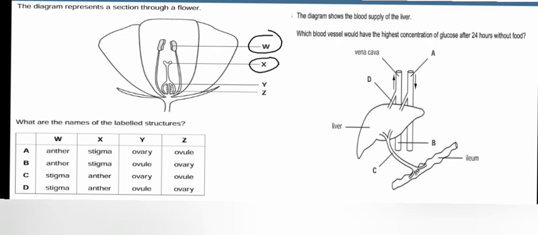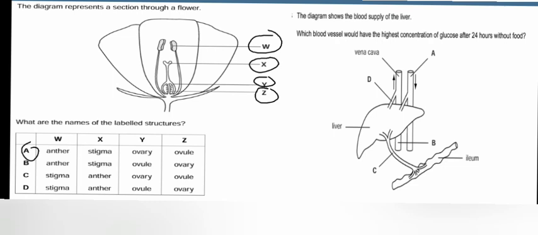Part X is called the stigma. That is where the pollen grains land. Then part Y is called the ovary. The ovary produces the ovules, so Z is the ovule. So the answer here is going to be A.